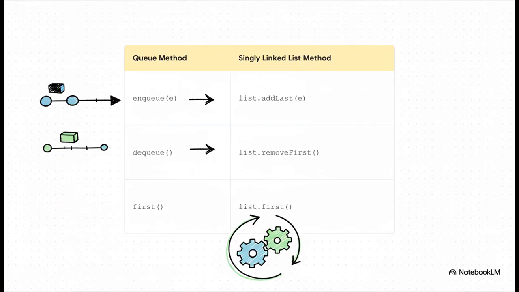Now here's the best part. You don't have to reinvent the wheel. If you already have a good singly linked list implementation, building a queue on top of it is, well, it's almost trivial. Want to enqueue something? Just call add last on your list. Need to dequeue? Just call remove first. It's a beautiful example of code reuse.